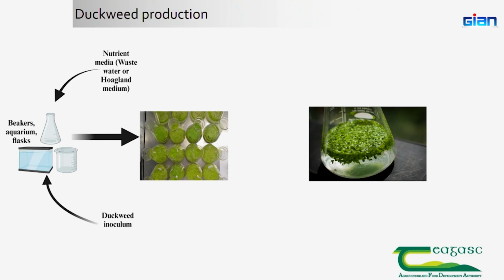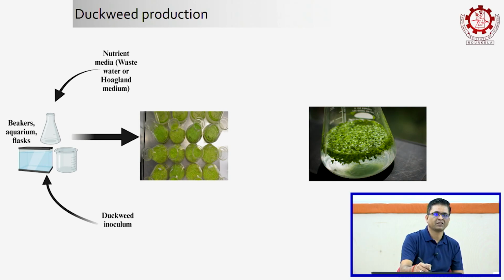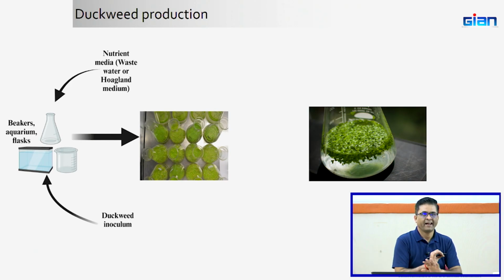So how can you produce it? Even if you go to natural water, pick that plant, put it in the water, and you will see slowly it starts growing. It's something like bringing in any plant and planting it, and then from there you grow multiple plants. There's no rocket science in the cultivation of duckweed.